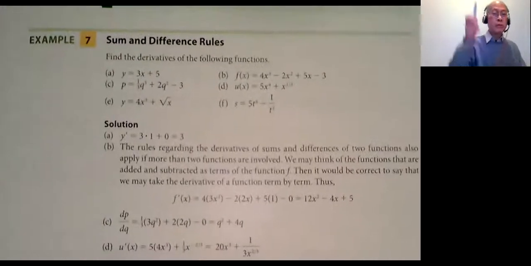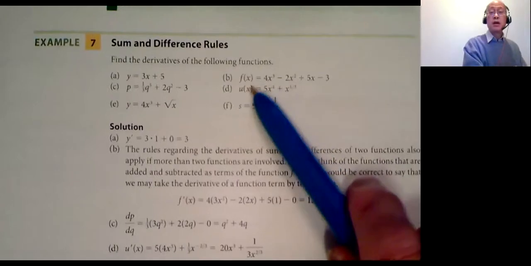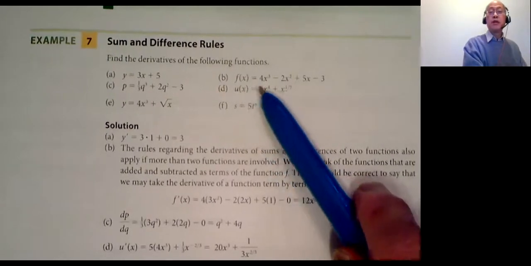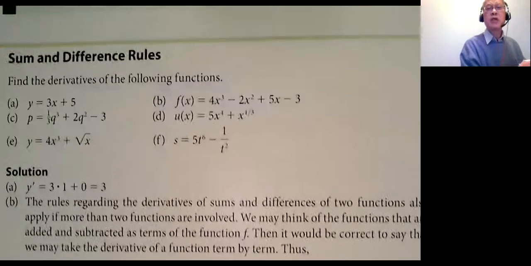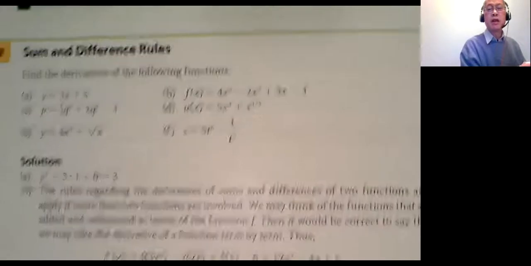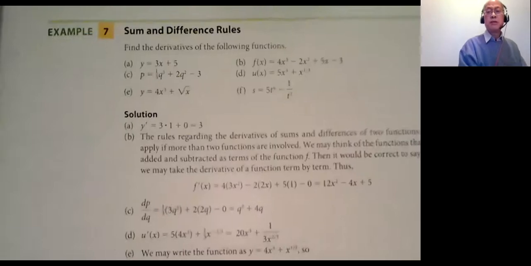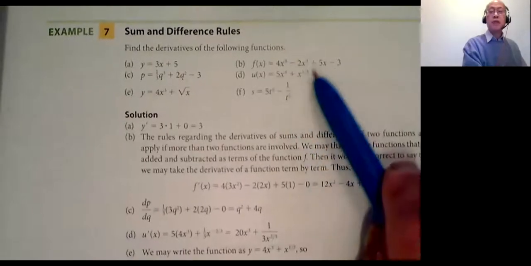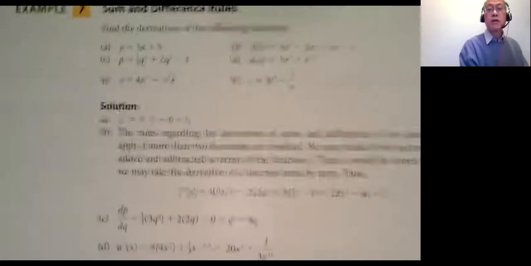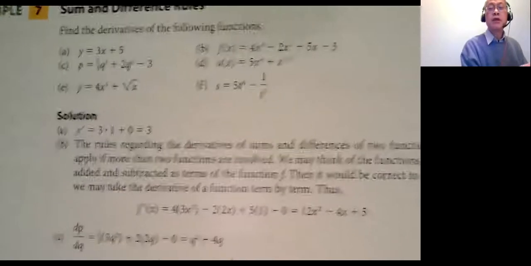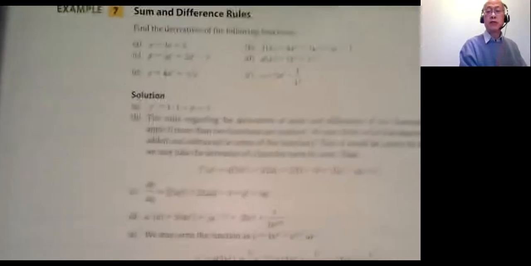All right, so one example here. How about this one? B, if you can read it: 4x cubed minus 2x squared plus 5x minus 3. So sums and differences, just take the derivative of this, minus the derivative of this, plus the derivative of this, minus the derivative of this. Okay, so 4x cubed, 4 times 3 is 12, so the derivative of that is 12x squared.